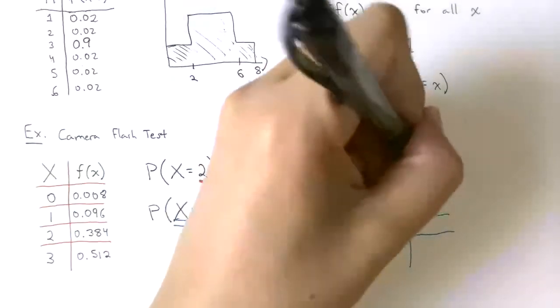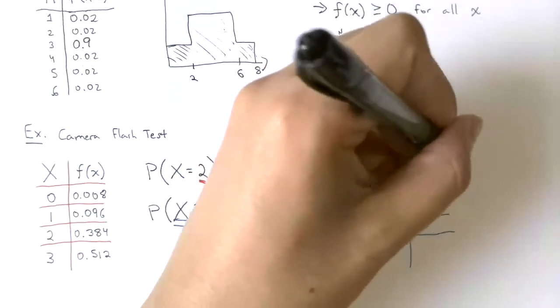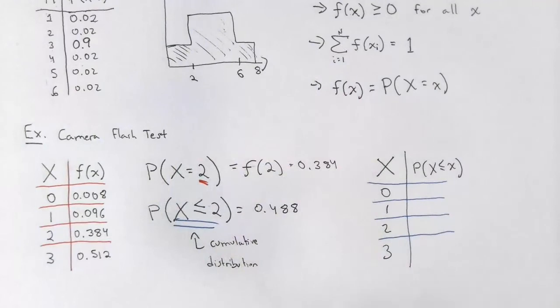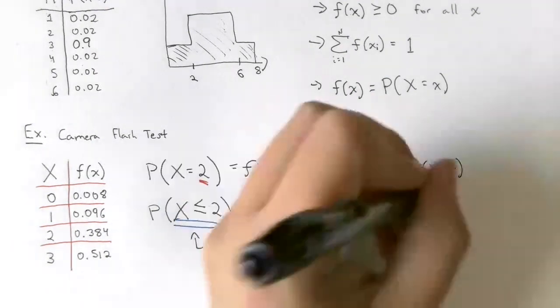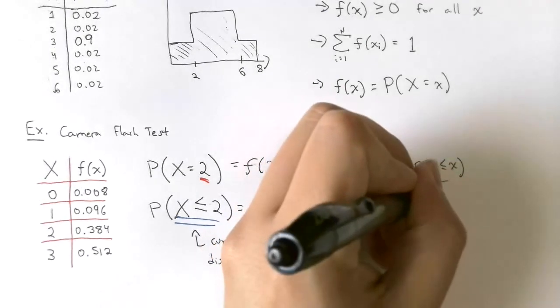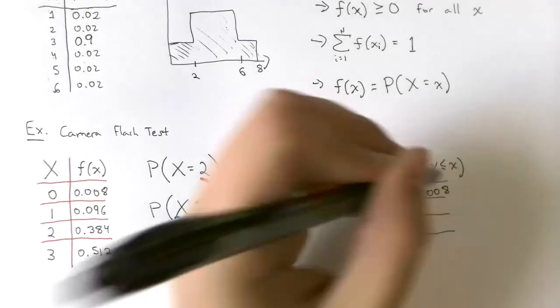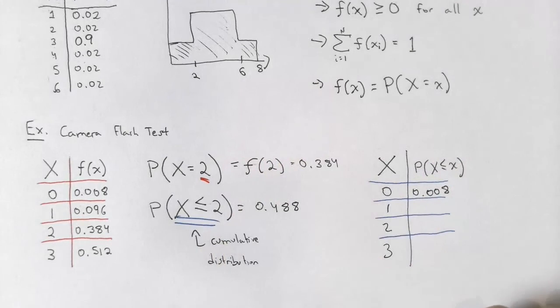Here we're looking for the probability that X is less than or equal to x. Well, we see that a camera can pass 0 tests, but it cannot pass -1 tests, right? The camera either passes your test or doesn't pass any test. But it cannot pass negative tests, which means that 0, which is the lowest number, can only have a probability of up to 0.008 because there's nothing else before it.